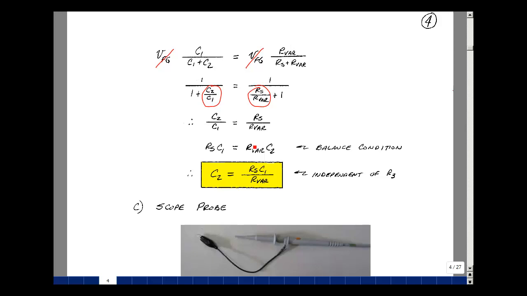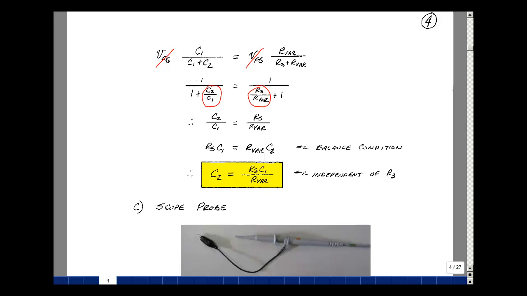Now let's cross multiply. C1 times R sub s would then equal C2 times R variable. And this is our new balance condition. In our previous case, we had the cross arms multiplying, but because of the impedance of 1 over sC, we have the two top elements multiplied together equal to the two bottom elements multiplied together. And now we can solve for C2. It's going to be equal to R sub s C1 divided by R variable. I forgot to mention in the last derivation, the resistor R3 was representing a meter, and this result, like that one, is independent of R3.